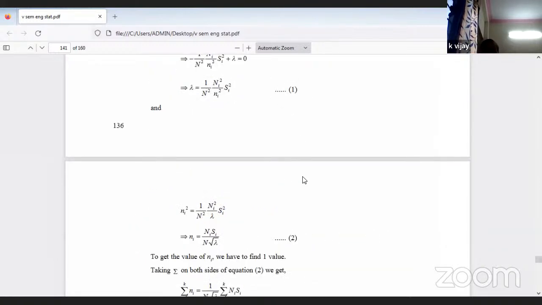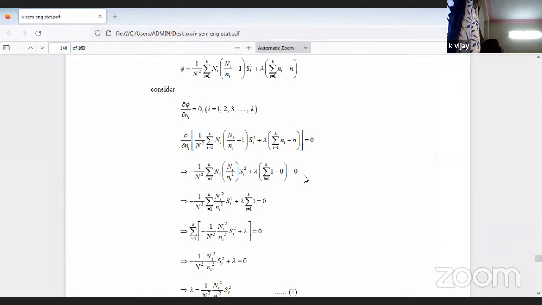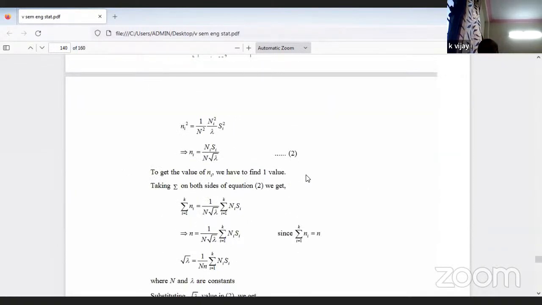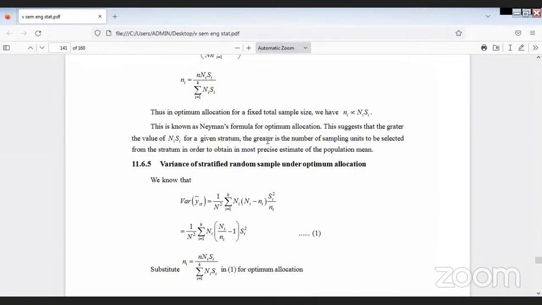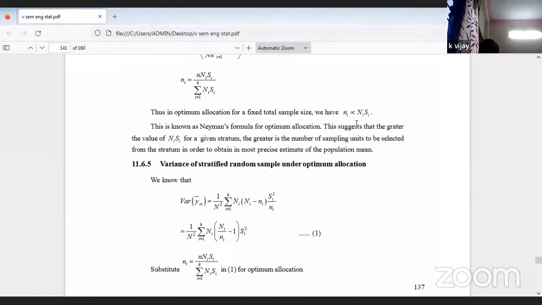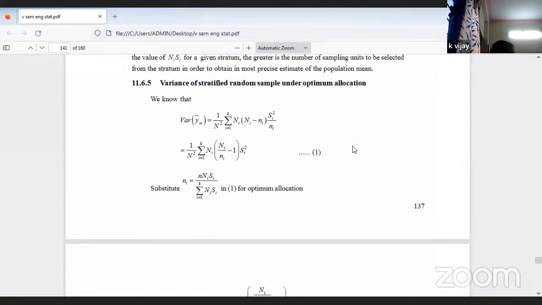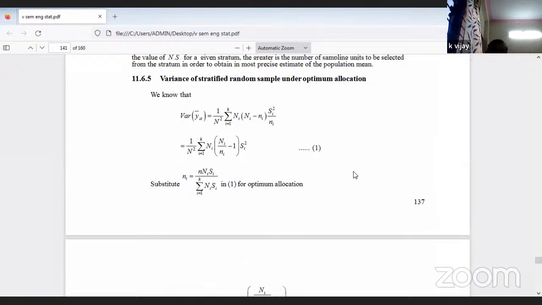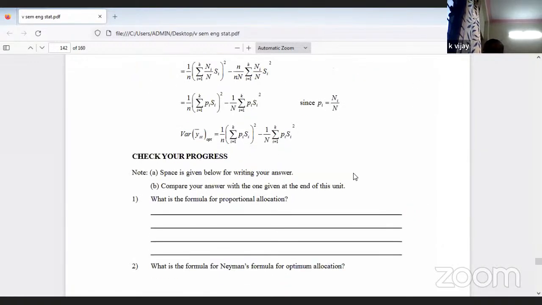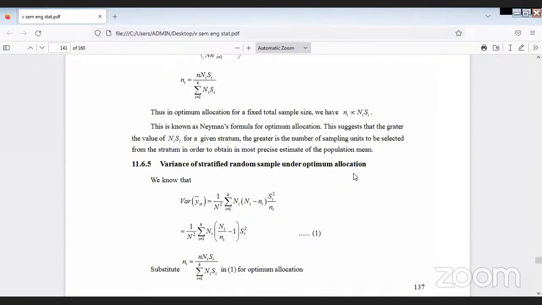I have not done anything here except converting the small values to capital values and doing the partial derivation, right? Yes sir. The optimum allocation size: ni is proportional to ni si. This is known as Neyman's formula. The greater the value of ni si for a given stratum, the greater is the number of samples to be selected from that stratum to obtain the most precise estimate of the population mean. Any doubts, ask me. Fast? No sir. Understood? Yes sir.